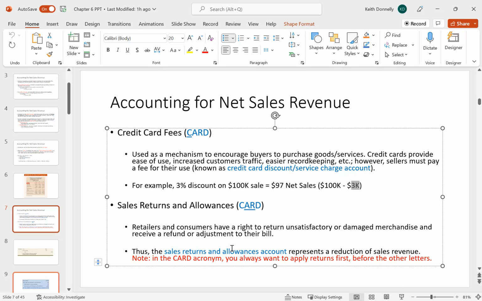Now, one thing you have to be cognizant of when we look at the problems: the first one in this CARD acronym that you want to apply is the return. Even though it is CARD, I just made this acronym up to help you remember it. A comes first, the AR, the returns and allowances, comes first when you start applying these rules.